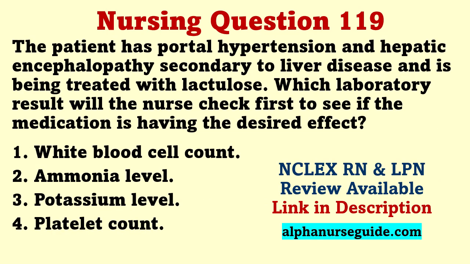The patient has portal hypertension and hepatic encephalopathy secondary to liver disease and is being treated with lactulose. Which laboratory result will the nurse check first to see if the medication is having the desired effect? 1. White blood cell count. 2. Ammonia level. 3. Potassium level. 4. Platelet count. The correct answer is 2. Ammonia level. Rationale. The healthy liver breaks down ammonia, but in liver disease, the ammonia accumulates and serum levels increase. Lactulose helps by enhancing intestinal excretion of ammonia.